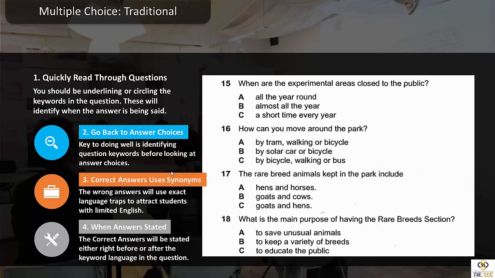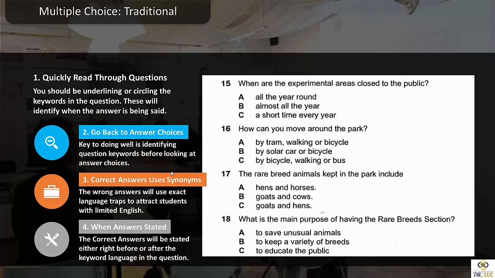And so what you're doing here is you have to be able to quickly read through the questions, and you want to underline the keywords in the questions. Underline the keywords in the questions. I didn't say the answer choices. Underline the keywords in the questions, because that's what's going to help you to be able to know when the answer is being said.